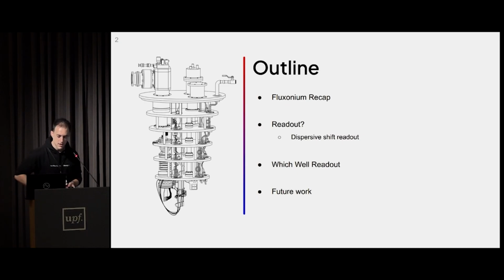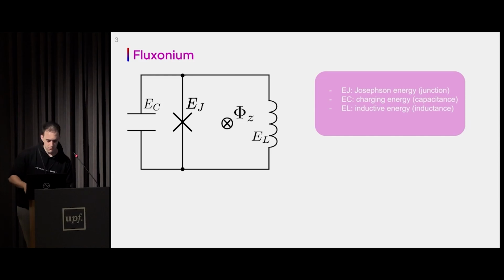For the outline, first I'll go through a recap on the fluxonium yet again. Then I will explain regular readout for qubits, which is the dispersive shift readout. Then I'll explain the Whitwell readout, which is the main topic of this talk. And then I'll finish with some future work on things that we're doing along the same lines. So okay, back to the fluxonium.